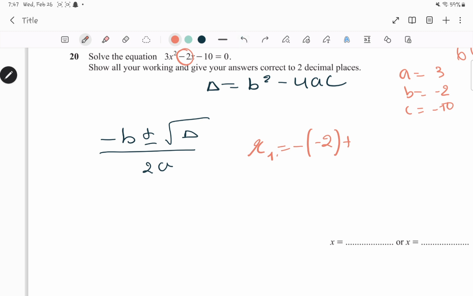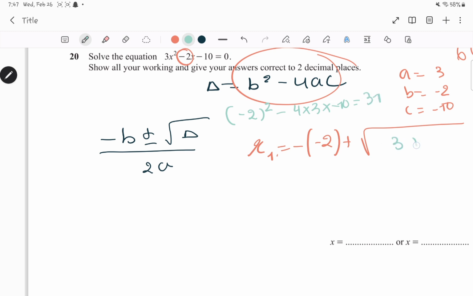Because we put it as x1, let's say we only took plus, so minus 2 plus radical. Now we put the discriminant. Our discriminant is b squared minus 4ac, so it's going to be minus 2 squared minus 4 times 3 times minus 10, so it is equal to 31. So minus 2 plus 31 over 2 times a, which is 3. My apologies, I made a calculation mistake over here. It is not 31. Actually, it is 124. This is a mistake on my behalf.